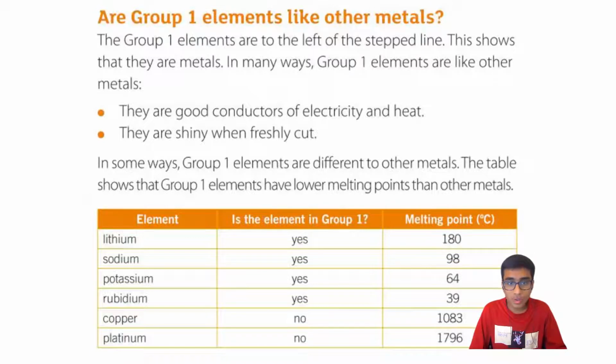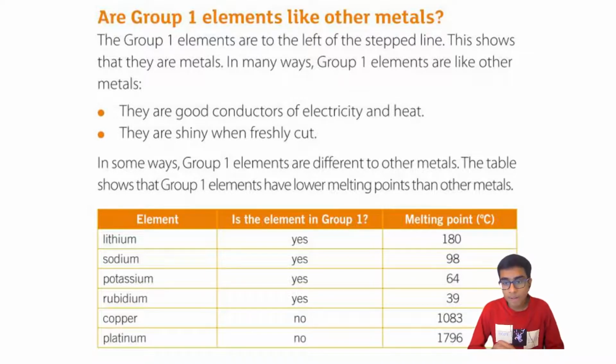So in some ways, group 1 elements are different to other metals. The table over here shows that group 1 elements have lower melting points than other metals. Later, we will be looking at boiling points as well, but first let's focus on the melting points. So these are the elements. First, we have lithium, then we have sodium, potassium, rubidium, which are all group 1 elements, and then we have copper and platinum. These are not group 1 elements.